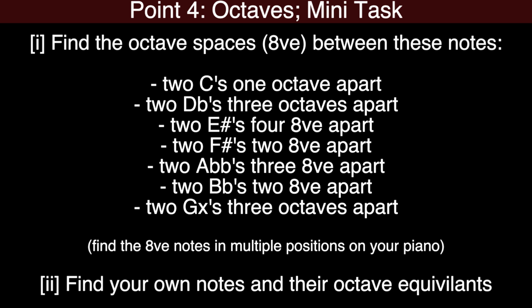Number 4, 2 F sharps 2 octaves apart. Number 5, 2 A double flats, 3 octaves apart. Number 6, 2 B flats, 2 octaves apart. Number 7, 2 G double sharps, 3 octaves apart. Find all of these pairs in multiple positions in the bottom end, top end, and middle of your piano.